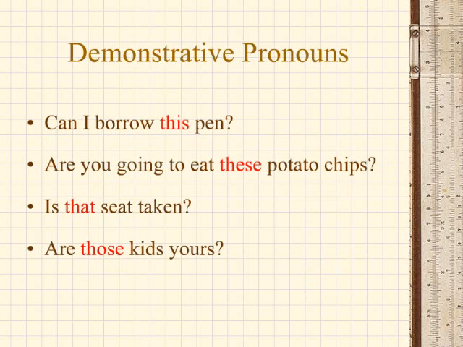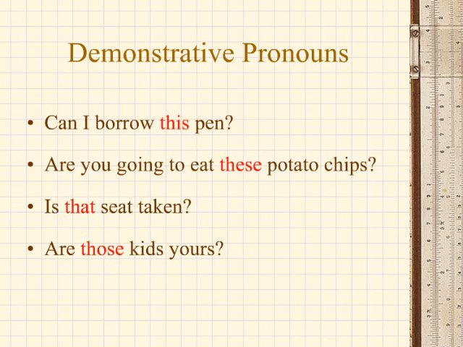Now let's move on and discuss different types of pronouns. Demonstrative pronouns are pronouns that point to or single out a person or thing. Examples of demonstrative pronouns include this, that, these, those. Your textbook states, generally speaking, this and these refer to things close at hand. That and those refer to things farther away.